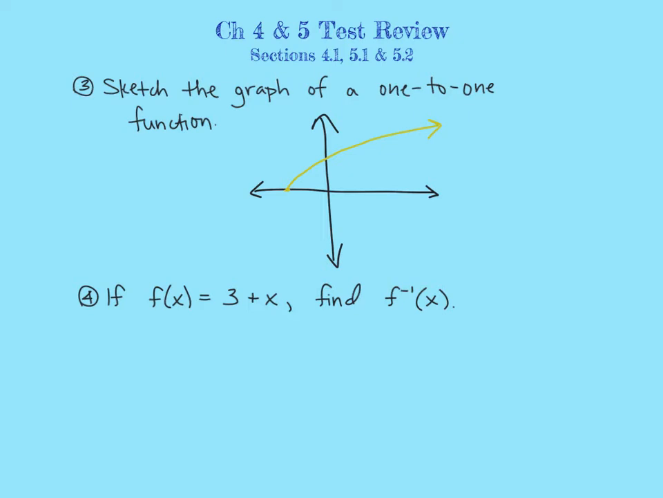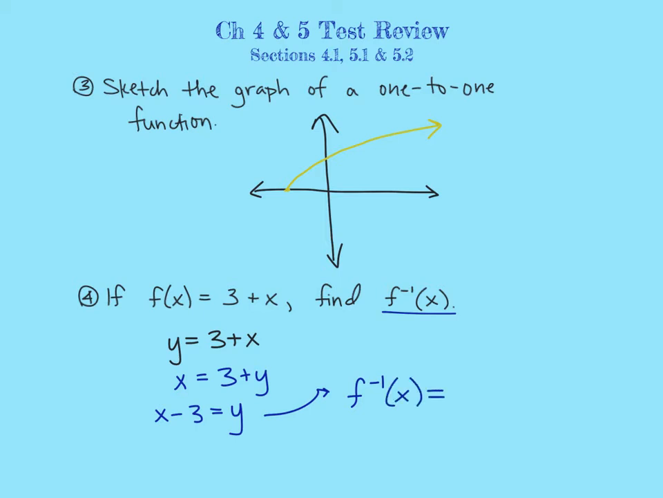In number 4, we have a pretty simple linear function f of x, and we want to find the inverse. In order to find the inverse of a function, what you need to do is swap x and y. So I haven't done anything yet. I just rewrote f of x as y. So in order to find the inverse, which I'll do in blue, I want to swap x and y. Then we want to resolve for y. So we have y equals x minus 3, and therefore our inverse function, replacing y with f inverse, is x minus 3.